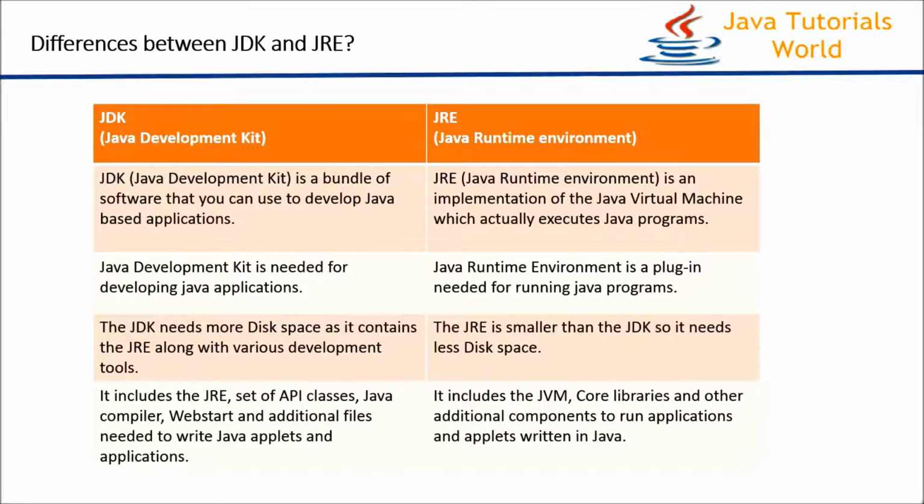JDK is needed for developing Java applications. JRE is a plugin needed for running Java programs. This JDK needs more disk space than JRE because it has JRE, and along with that it has various development tools. Whereas JRE needs less disk space because it doesn't have development tools. These are all the differences between JDK and JRE.